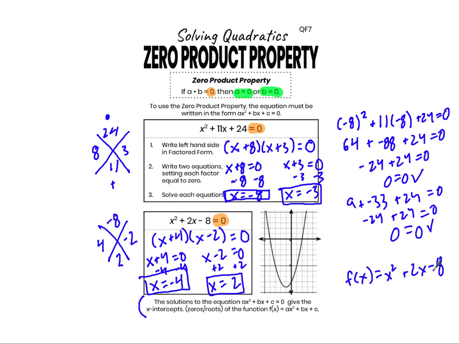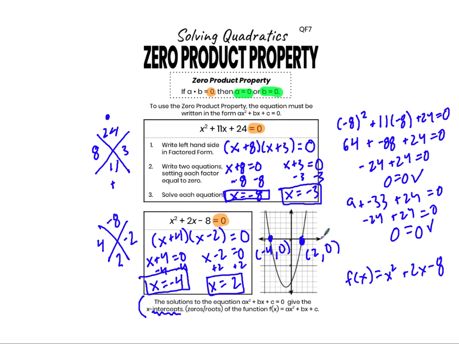So when I look at this function, when I solve this equation, what I'm finding are the x-intercepts of this function. This function, f of x equals x squared plus 2x minus 8, is graphed right here. And you can see that, in fact, I have found the x-intercepts of this function. The first x-intercept is 2, 0, and the second one is negative 4, 0. So x equals negative 4 gives me the x-coordinate of my x-intercept. x equals 2 gives me the x-coordinate of my second x-intercept.